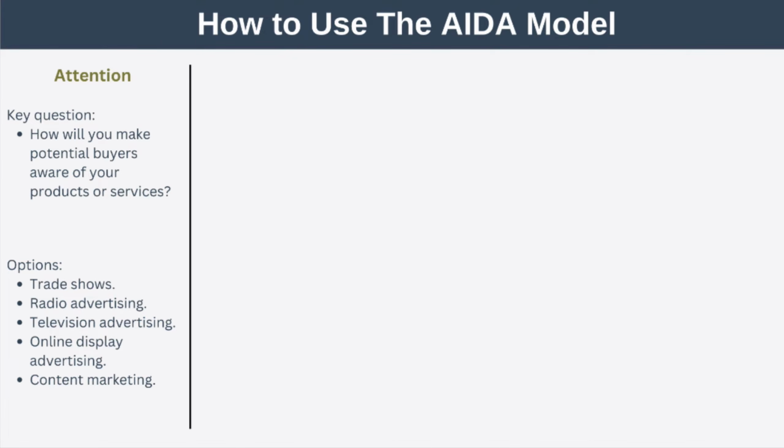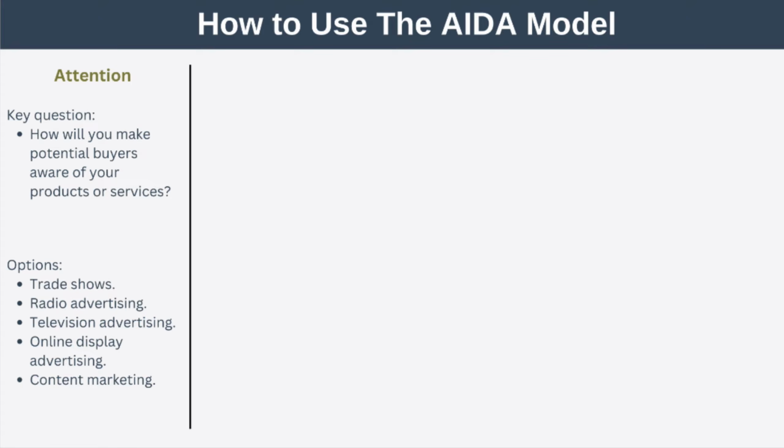Now, the model is best used to create or review a marketing campaign. It isn't really suited to situations where you want to check the effectiveness of a single element or single creative within a campaign. So let's look at the critical questions you should be asking yourself during each stage of the model. So in the first step of the model, attention, the critical question you need to answer is, how will you make potential buyers aware of your product or service?